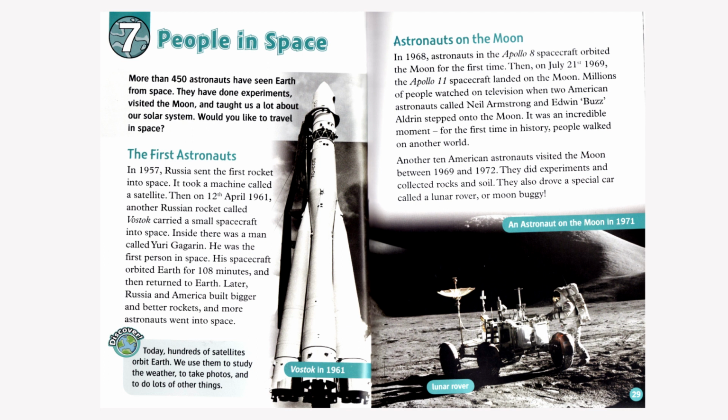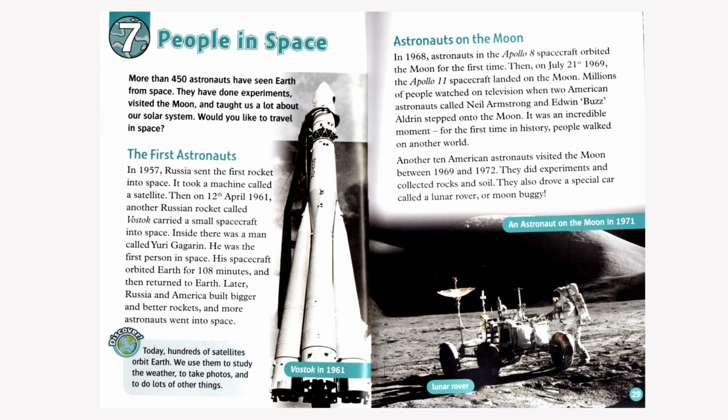Chapter 7. People in Space. More than 450 astronauts have seen Earth from space. They have done experiments, visited the moon, and taught us a lot about our solar system. Would you like to travel in space?